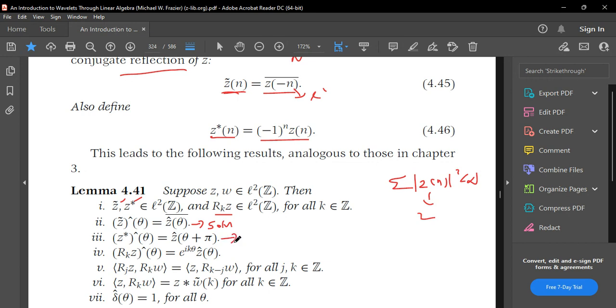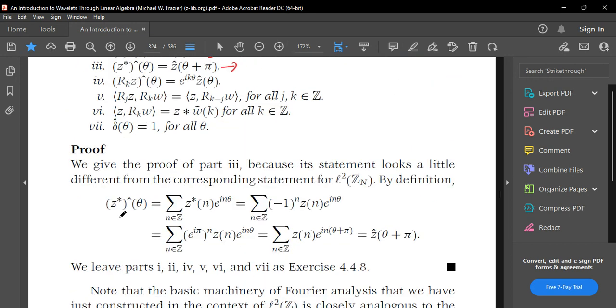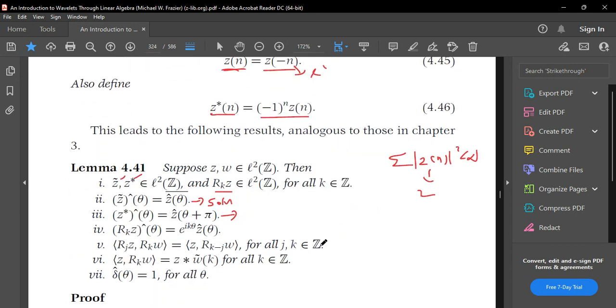For the third part, we have z star cap of theta equal to the cap definition. What is the cap definition? Summation over n belonging to Z of z star of n e raised to i n theta. Z star we have defined as minus 1 raised to n z of n. This minus 1 can be written as e raised to i pi, the whole raised to n, so summation z of n e raised to i n theta plus pi, which is z cap of theta plus pi. So z star cap of theta is equal to z cap of theta plus pi. For the third one also it is true.